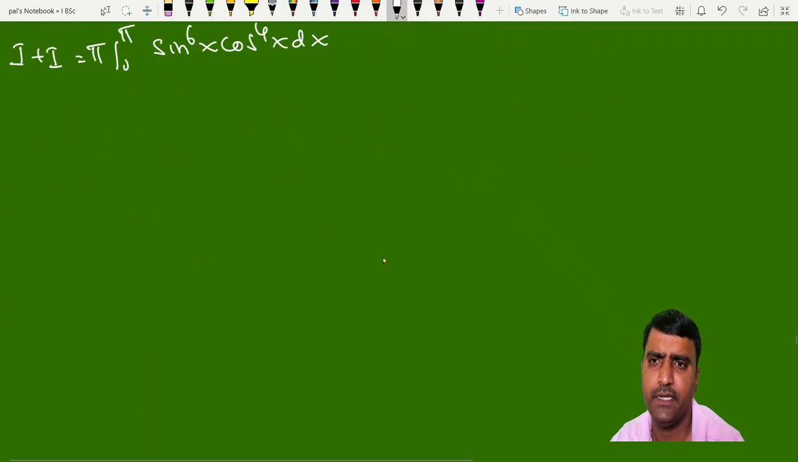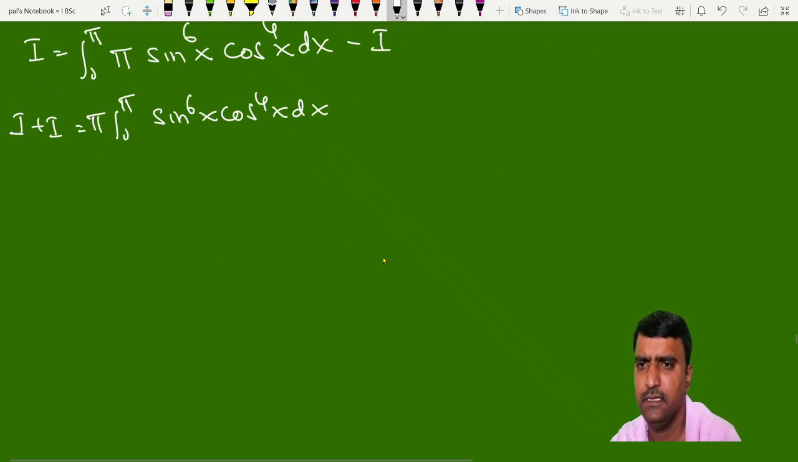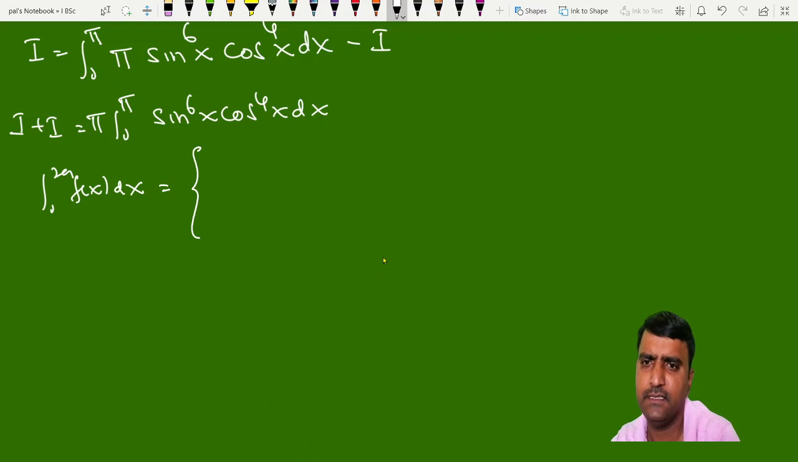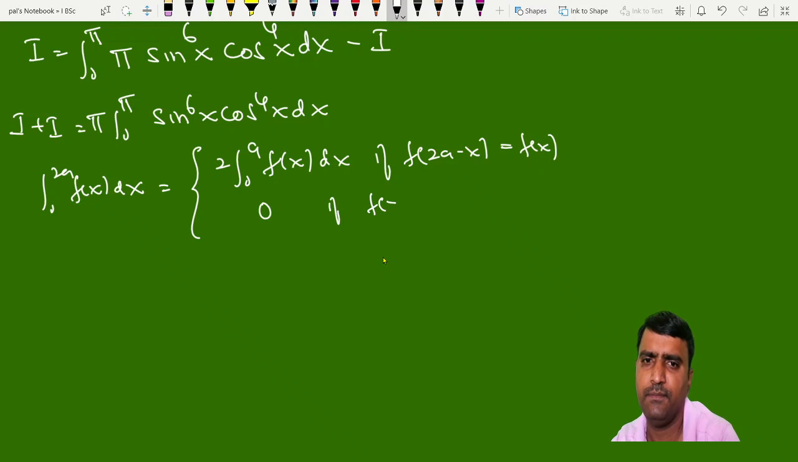Again I am using one more property, which was used in the last problems. Integration from 0 to 2a of f of x dx is equal to 2 into integration from 0 to a of f of x dx when f of 2a minus x is equal to f of x, and it is 0 if f of 2a minus x is equal to minus f of x. Use this property here.